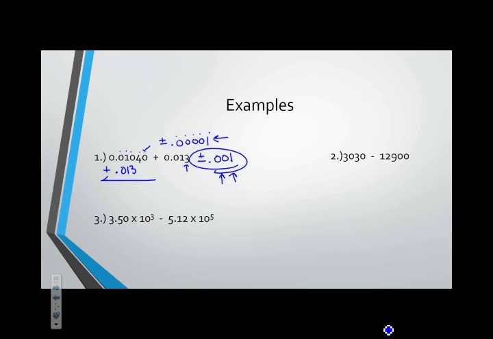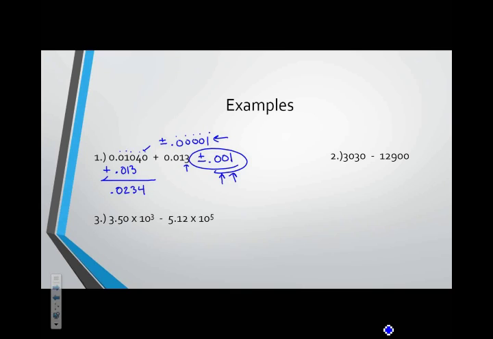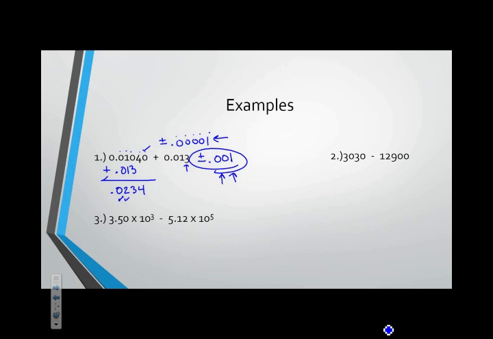When I add these two numbers together, 0.01040 plus 0.013, I get 0.0234. That doesn't have an uncertainty of 0.001, because 0.001 would mean my last significant figure was in the decimal place where the 3 is. So I need to drop that 4, and my answer becomes 0.023.